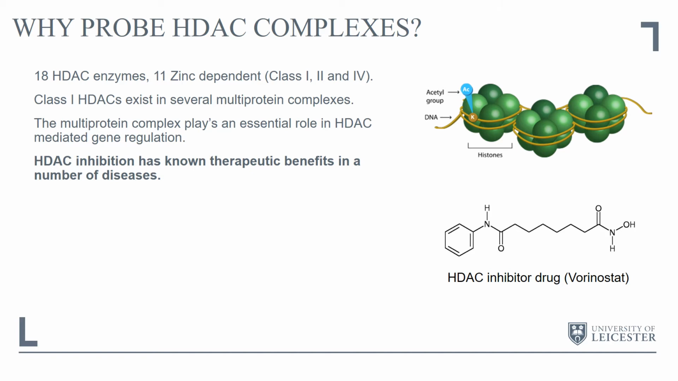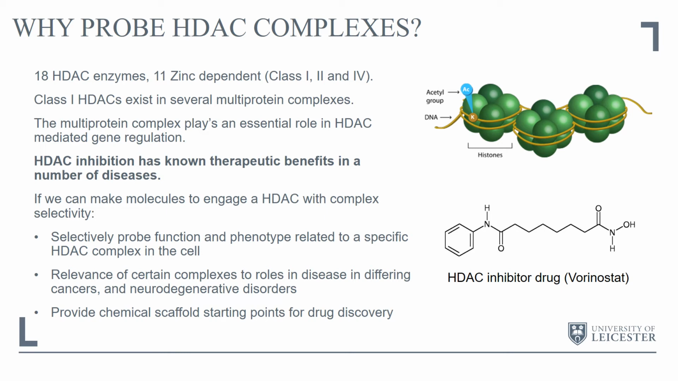So what they do is, in the nucleosome, in your genes and your DNA, you have proteins wrapped around them, and they will simply remove an acetyl group from these proteins. Now that may sound very simple, but that determines what genes get turned on or off in the body. And HDAC inhibitors are known drugs that have therapeutic benefits in a number of diseases. So this is vorinostat, which is a HDAC inhibitor drug that's used to treat many cancer patients in the clinic.